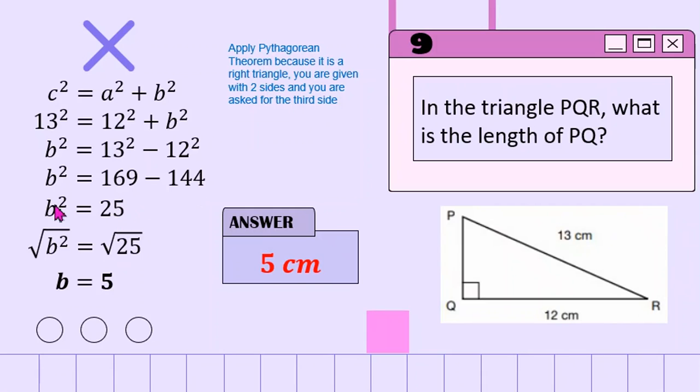Common mistake, you will end here, 25 only. Take note that the sides are a, b, and c, not a squared, not b squared, not c squared. So we need to get the square root of 25, and that will give us 5. So the answer for this one, the third side of the triangle PQR, is 5. Okay, that's how you solve missing sides in a right triangle.